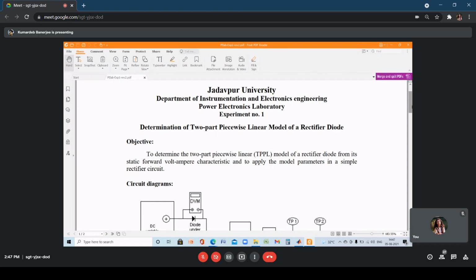In circuit analysis, we do not want to impose so many constraints in finding out the current for a given voltage. Instead, we replace the diode by a simple model consisting of a power supply and a resistance, which is fixed over the entire region of operation. Clear? So that's the basic motivation for replacing the diode characteristics by a two-part piecewise linear model. Am I clear? Any query, class?